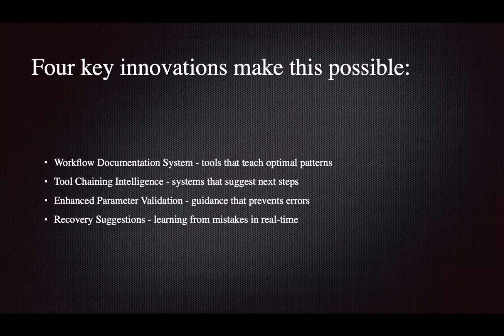Here are four things that I did with local memory. First, a workflow documentation system that teaches the AI agent optimal tool patterns and effective use. Second, the tool chaining intelligence that I mentioned before, which is essentially stringing tools together in an intelligent manner. Third, enhanced parameter validation, essentially guidance in terms of how to use the tools. You'll see, I'll try and trick it with an incorrect parameter and it'll recover quickly. And fourth, recovery suggestions, so learning from mistakes in real time.